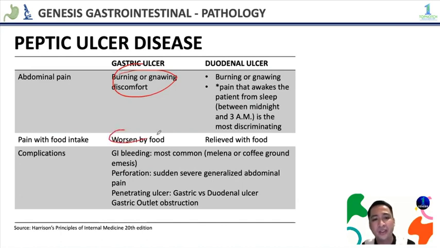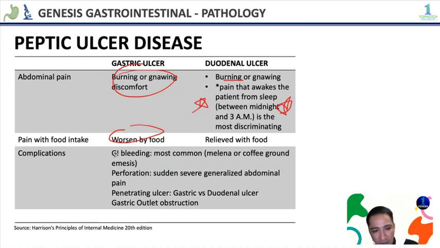And take note, this is worsened by food. So if it is worsened by food, do expect the patient will present with early satiety and weight loss. In comparison to the very trivial manifestation, that burning or gnawing pain of duodenal ulcer, upon physical examination and history taking, you always ask, "Are you awakened at night in the middle of your sleep?" That is the most discriminating feature of PUD in duodenal ulcer. And this is relieved by food.